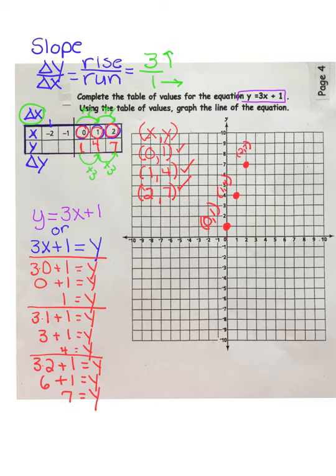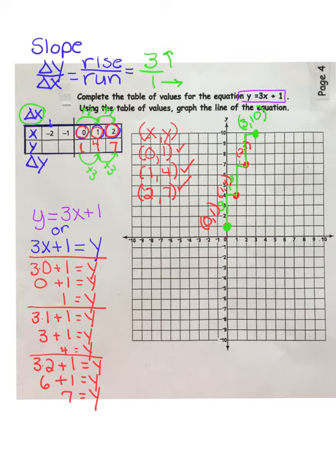Place your pencil right now on the lowest point, our original point that we plotted, 0, 1. And let's check our work. Go up 3, that's a rise of 3, over 1. Up 3, over 1. And one more time, the next point would be up 3, over 1. And that would be the point 3, 10.